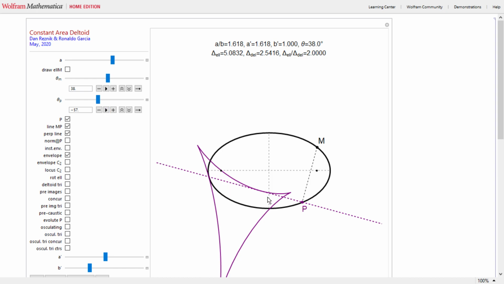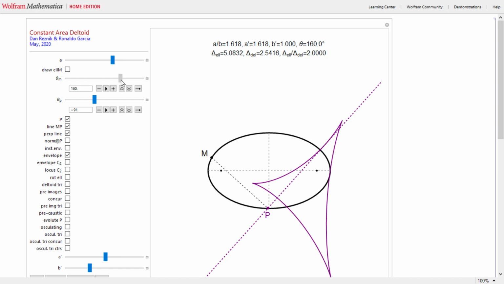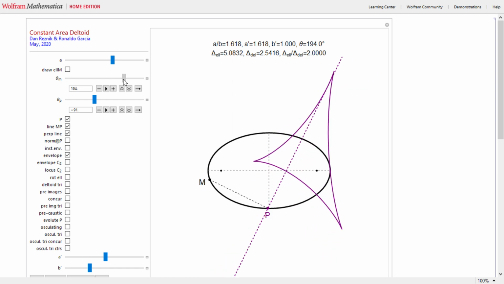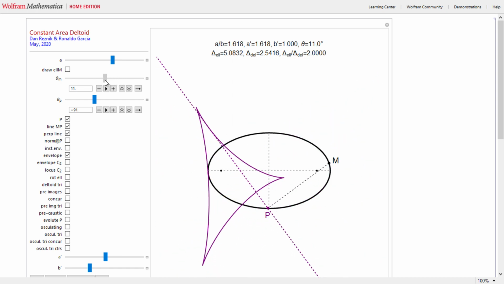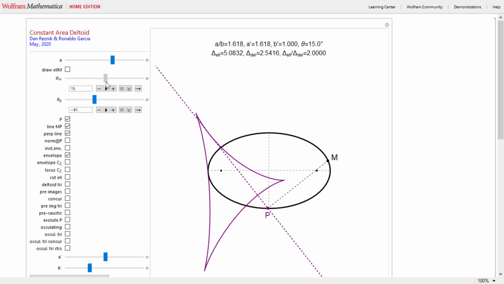You can see here that instantaneously lines through P are always tangent to this envelope, i.e. this envelope is a caustic to this family of lines. Very well. Now, if I move M around, and M is always the anchor point, the shape of this 3-cusp deltoidal envelope changes, but amazingly, its area is constant.